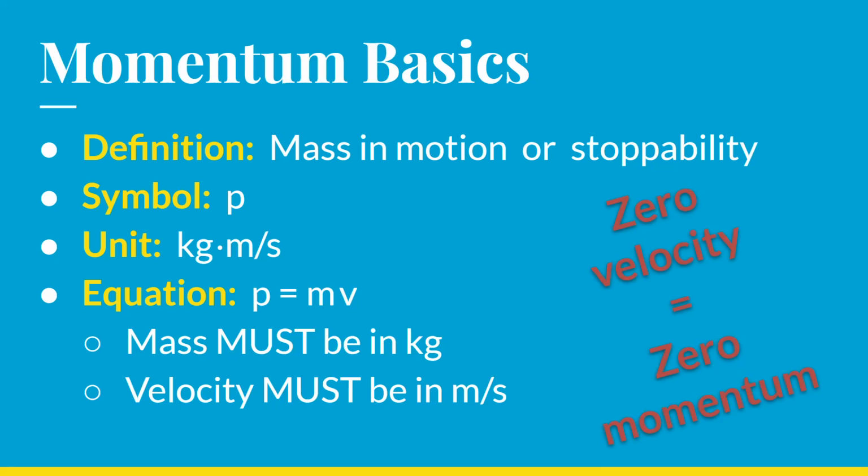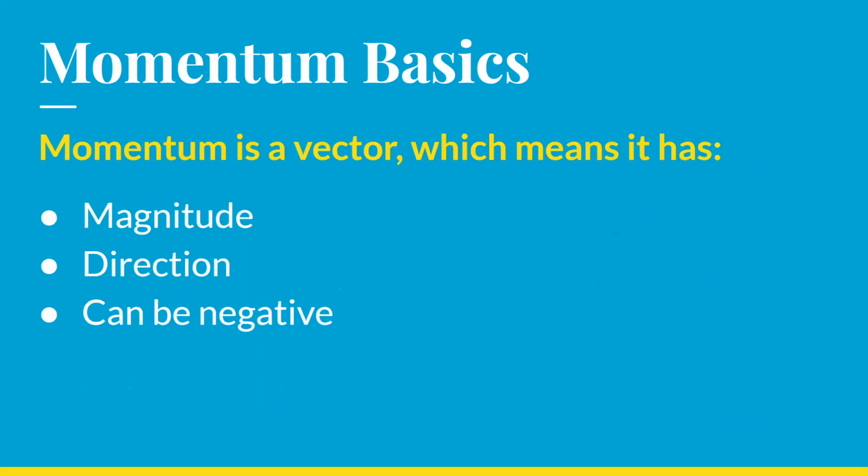Looking at that equation, you can see then that if you have zero velocity, like the parked truck in our warm-up question, you will also have zero momentum. Just look at the equation. If you plug in a 0 for velocity, you will get a momentum of 0. That is why even though the truck had more mass, because it was at rest, it had 0 momentum. So if you're not moving, you don't have momentum.